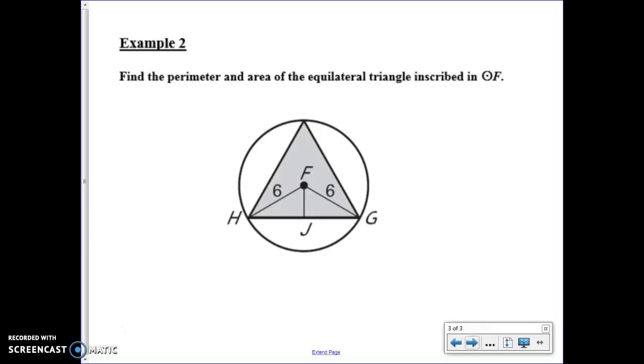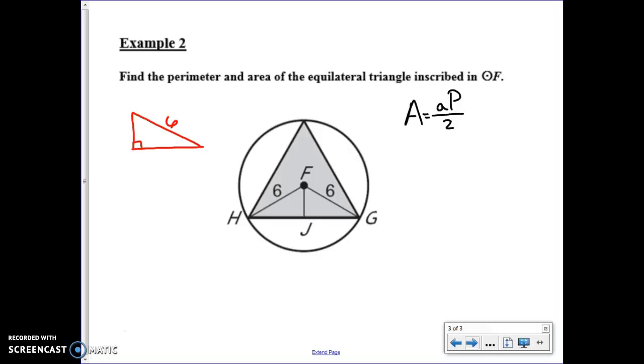Okay, so this next one says find the perimeter and the area of the equilateral triangle inscribed in circle F. Okay, so we're going to follow the same process. We know eventually we're going to need the apothem, we're going to need the perimeter, and divide by 2. We don't have any of that information again. So I'm going to go straight to drawing this triangle. Hopefully you can see that triangle. You could draw the left triangle if you want.